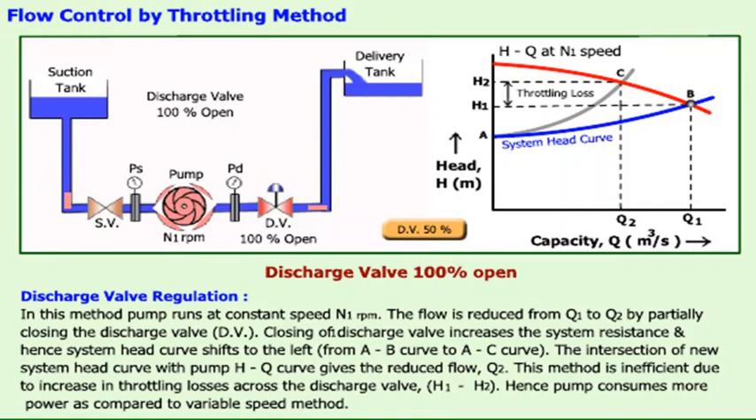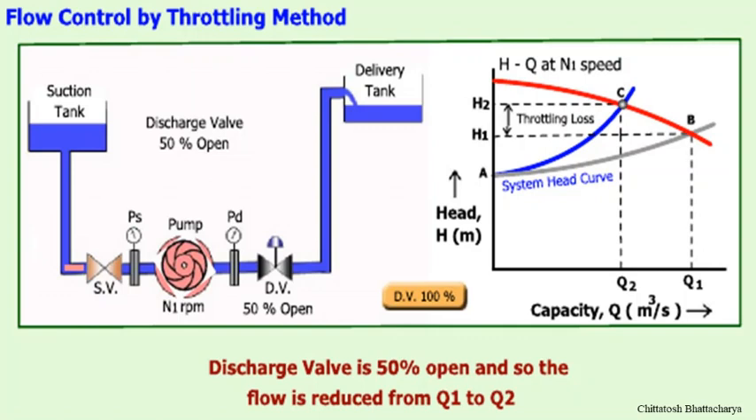Now this method reduces the flow, but this is not advantageous because it does not reduce the power consumption, as the total head required by the system due to frictional resistance increases, and we find that this is actually when the valve is half closed or open. So there is throttling, which is an energy loss.